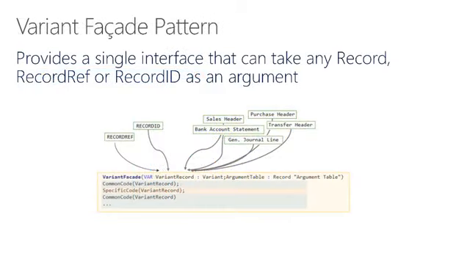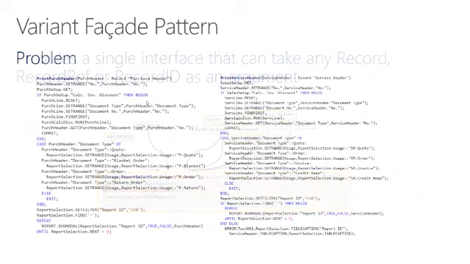The next pattern is the variant facade pattern, which provides a single interface that can take any record or record ref or record ID as an argument. In here, there's a little screenshot, and we have a parameter variant record that is a variant, and we have an argument table. That argument table is a different design pattern actually, so take a look at the argument table design pattern and see what that's about. The most important part of the variant facade pattern is that it implements one way to provide a single parameter that can be a variety of different things.